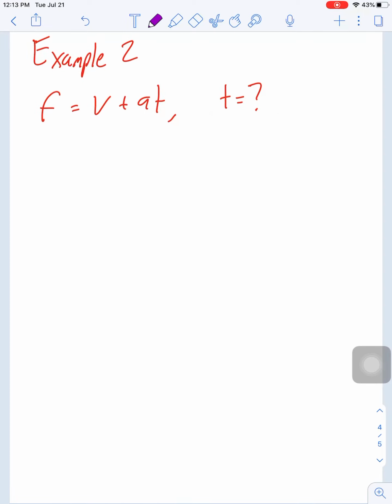One more example, and then we're going to be done. So here's an example where I want to get t by itself. This is another physics equation, the common physics equation, F equals V plus AT. And we want to get t by itself. Well, using PEMDAS, we're going to go backwards, and we're going to first get rid of this guy. Why? Because the V is being added, so let's get rid of the addition first by subtracting V from both sides. So we end up with F minus V is equal to AT.